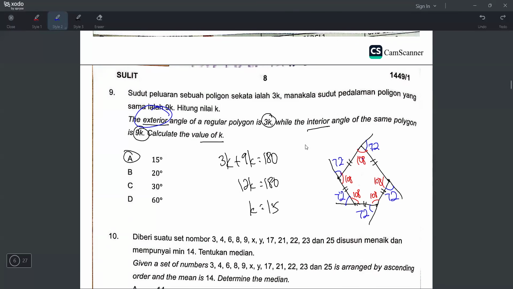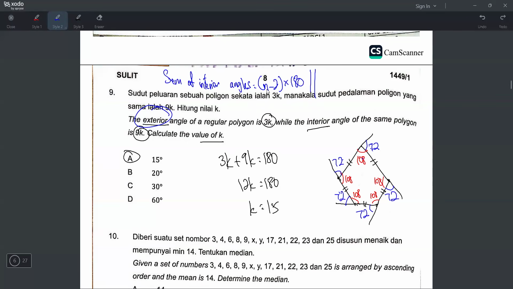Okay, I'm gonna mention a few things that students might not know. The sum of interior angles for all polygons will be n minus 2 times 180. We all know that. If you don't know, you should know now. Yeah, n minus 2 times 180.